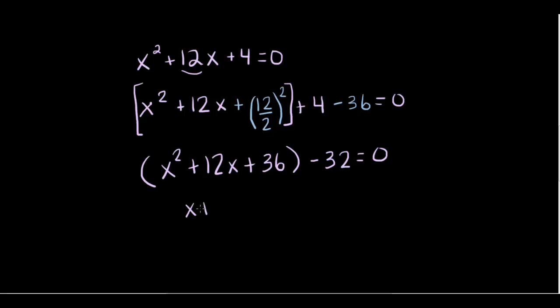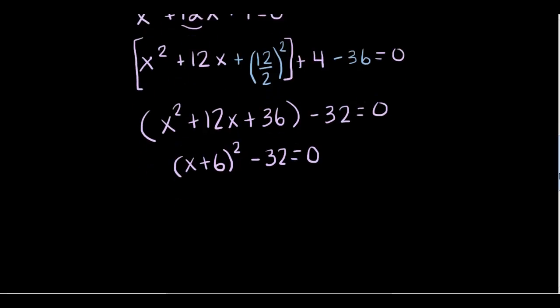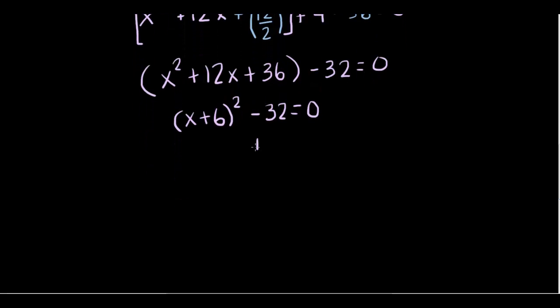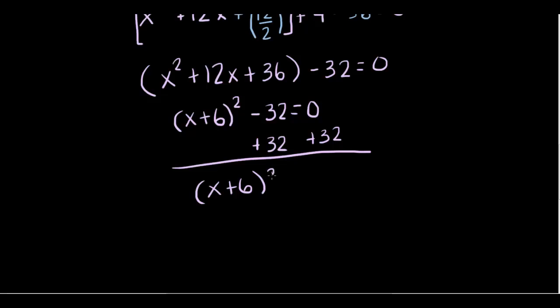Now we're going to factor this perfect square trinomial. So it's going to be x plus 6 squared minus 32 equals 0. So now we're going to solve this by adding 32 to both sides. So that is x plus 6 squared equals 32. Then we square root both sides.